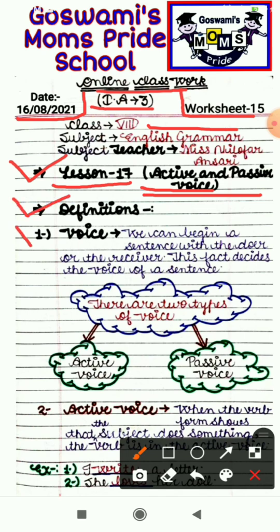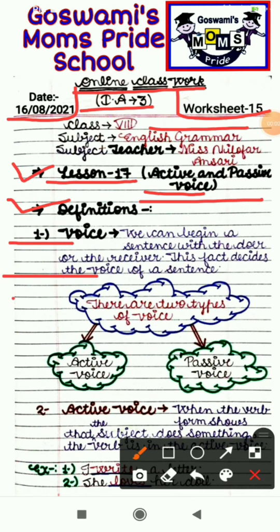First definition is of voice. So what is a voice? We can begin a sentence with the doer or the receiver. This fact decides the voice of a sentence. So we can begin a sentence with the doer, doer means subject, and with the receiver also. This fact only decides the voice of a sentence.